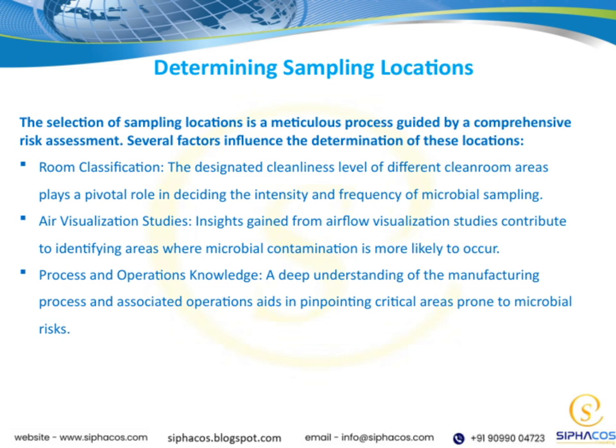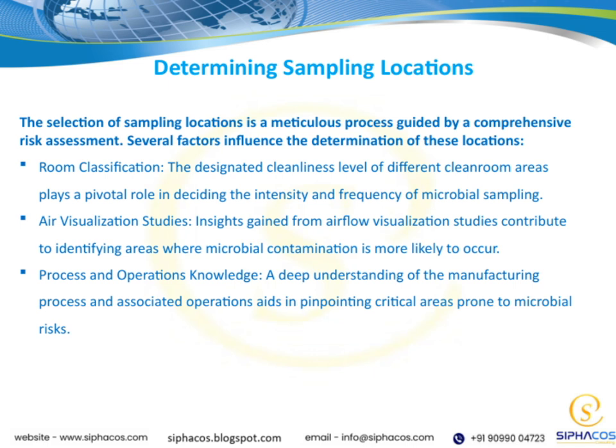We look at several key factors to help us make the best decision. First, the room classification plays a crucial role. Different areas in the cleanroom are designated based on their cleanliness levels, and this directly influences how often and where we perform microbial sampling. Next, we consider airflow visualization studies. These studies give us valuable insights into how air moves within the space, helping us identify spots where microbial contamination might be more likely to settle or spread.